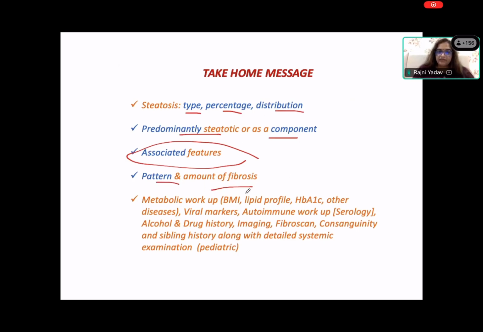In adults, a complete metabolic workup which includes the body mass index, lipid profile, glycosylated hemoglobin, then the viral serology, the autoimmune serology. So autoimmune includes the ANA, ASMA, LKM, at least that has to be there, and IgG. Then the alcohol and the drug by the history, then the fibroscan, a very good modality, and then in the children, the consanguinity, the sibling history, and the detailed systemic examination to rule out the inherited diseases.